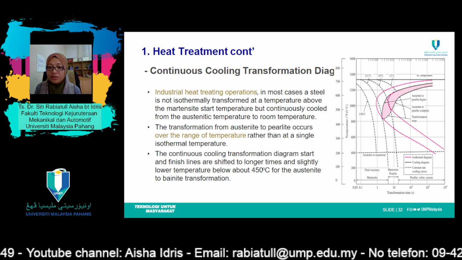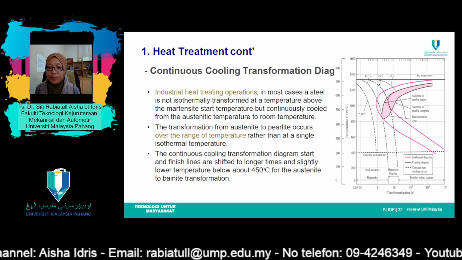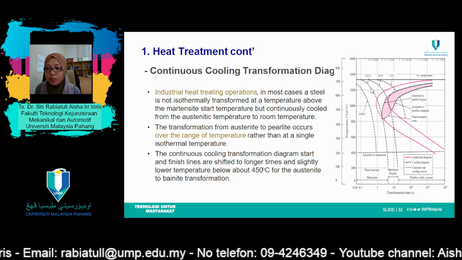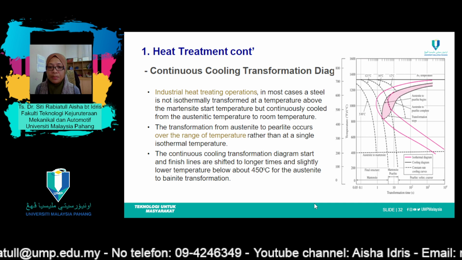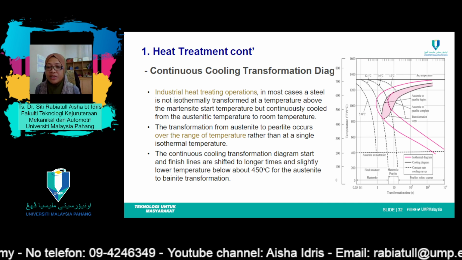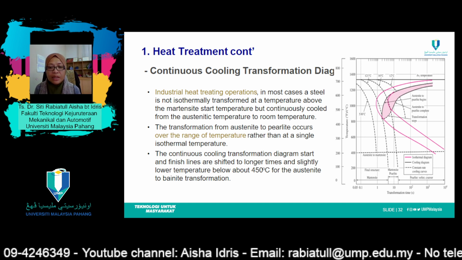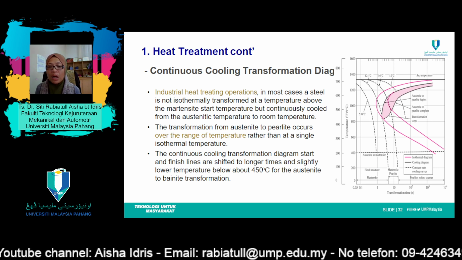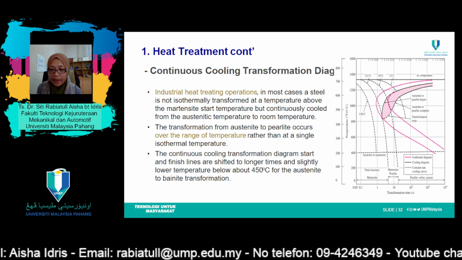Number two, the transformation from austenite to pearlite occurs over a range of temperature rather than a single isothermal temperature. As you look at this one, that's a range of temperature. Don't worry, we'll see more examples afterwards. The CCT diagram start and finish lines are shifted to longer times and slightly lower temperature below around 450 degrees C for austenite to transform into bainite.